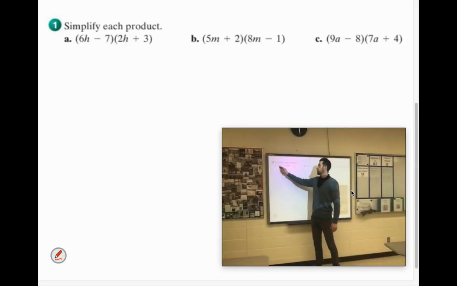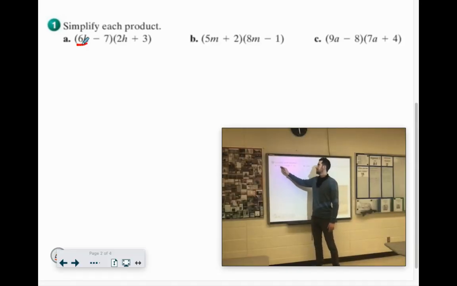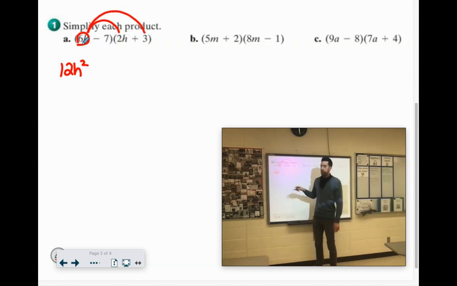Okay, so if we start and distribute this 6h to both terms, 6h times 2h would be 12h squared. 6h times 3 would be 18h. Now be careful, because now we're going to do -7. -7 times 2h would be -14h.